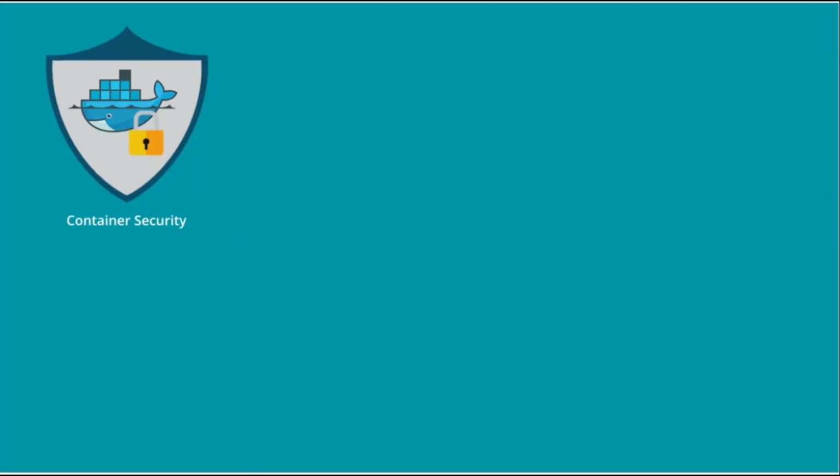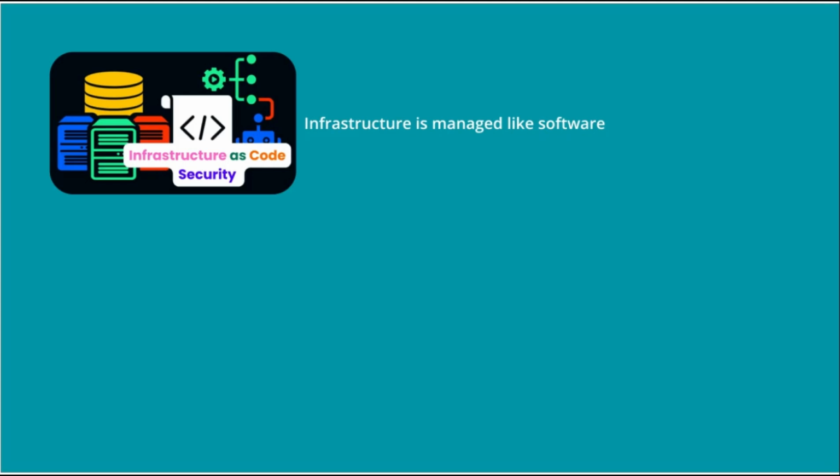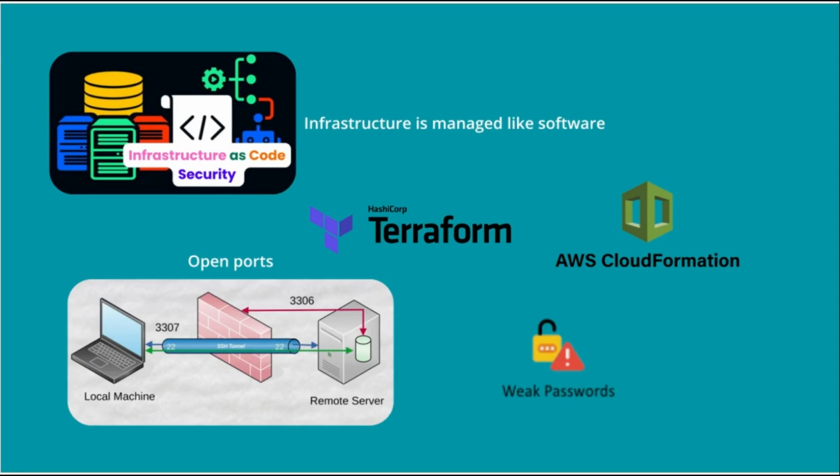3. Container security. Containers rely on pre-built images, which may have hidden vulnerabilities. Scanners like Trivy and Clair analyze these images before deployment, ensuring they're secure. 4. Infrastructure as code, IaC. With Terraform and CloudFormation, infrastructure is managed like software. But insecure configurations like open ports or weak credentials can introduce risks. Scanning tools flag potential misconfigurations before deployment.